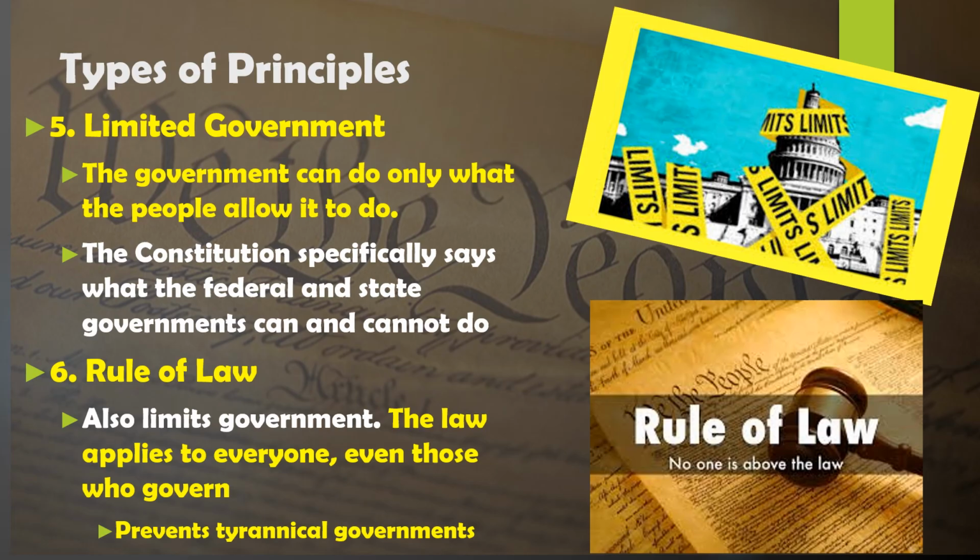So say, for example, the president is not above the law. A member of the House of Representatives or the United States Senate is not above the law. Someone that is on the Supreme Court is not above the law. This prevents tyrannical governments. It keeps them in their place because the law applies to everyone. No one is above the law.